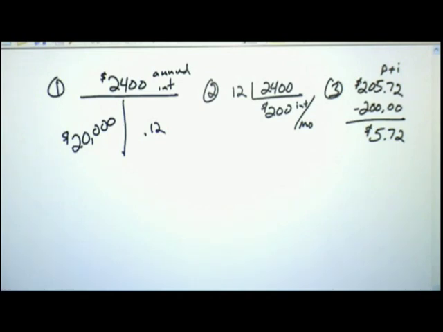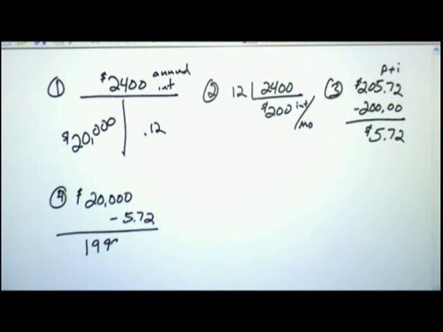The question is asking us, what is the second month's interest? So to figure out the second month's interest, I need to recalculate my principal amount. Step number 4 is to take the $20,000 I originally owed and subtract out what I've paid off, which is $5.72. This brings my principal amount down to $19,994.28.